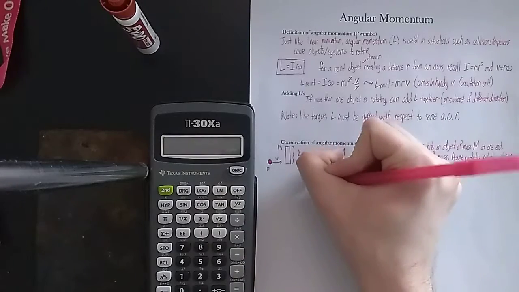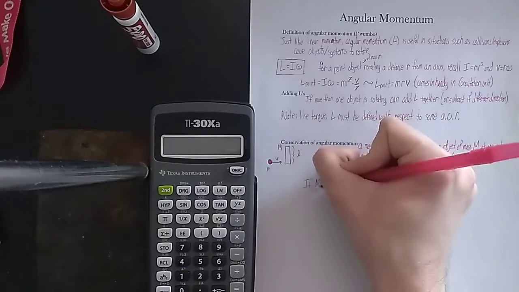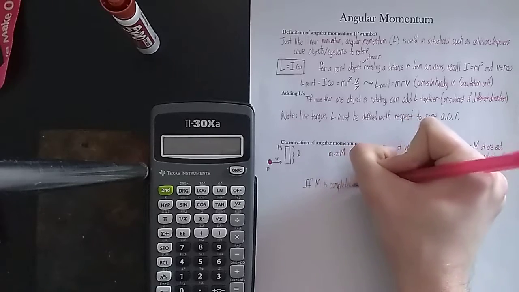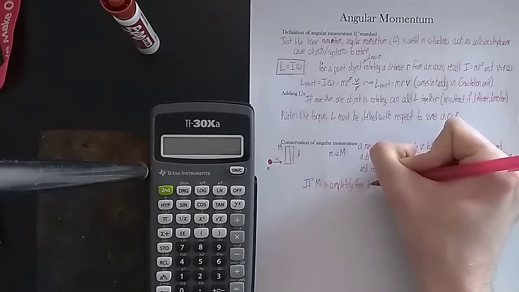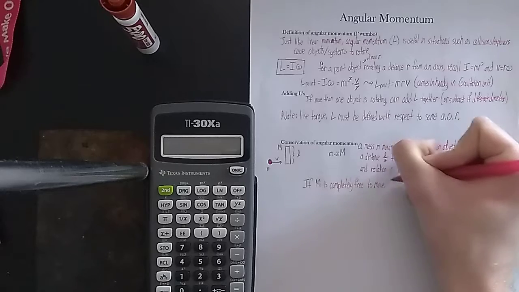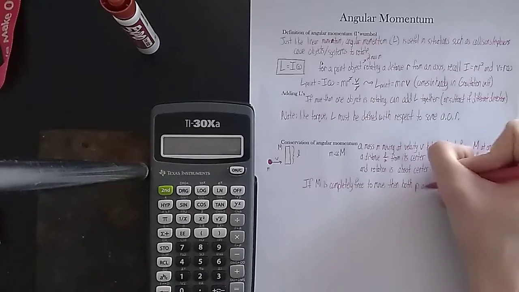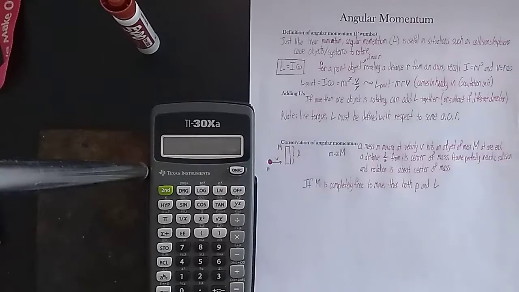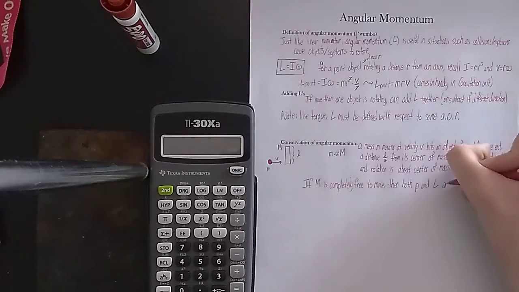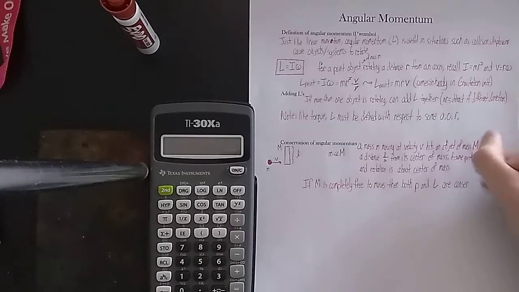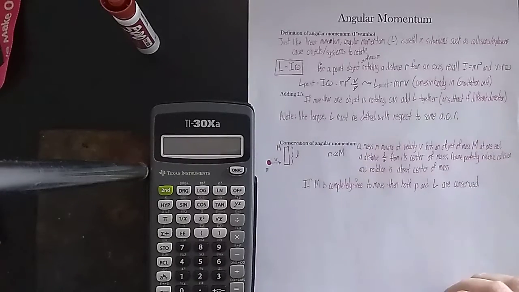So what we're going to say is that if big M is completely free to move, then both P and L, linear momentum and angular momentum, are conserved. In other words, if it is free to translate, to move from place to place, and it is free to rotate, to spin. If both of those are true, then P and L are conserved.